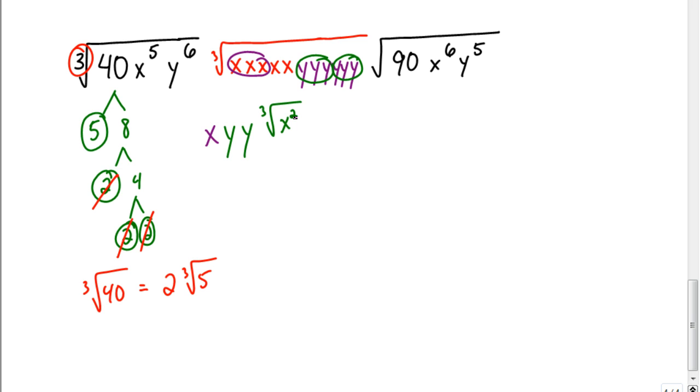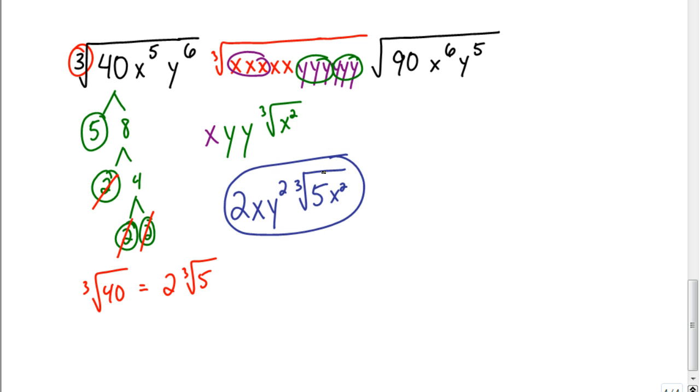So a better way to write this, now we're going to piece all this together. I know this is kind of sloppy here, but we're going to put this all together now. Because remember we factored out a 2 here, we're going to have a final answer that's going to have 2, and then we have an x, and then we're going to have the y squared. And underneath the cubed root, remember don't forget that cubed root there, we're going to have the 5 and the x squared. So that would be our final answer.